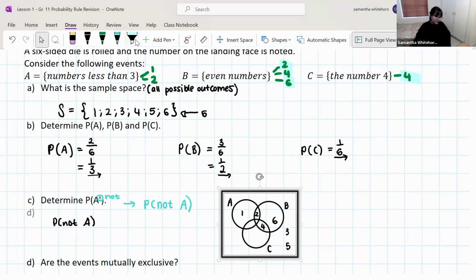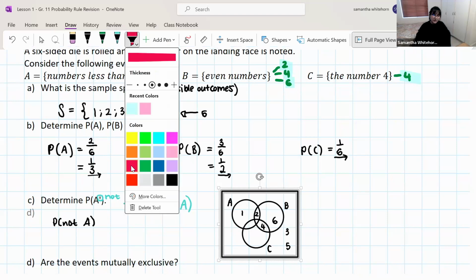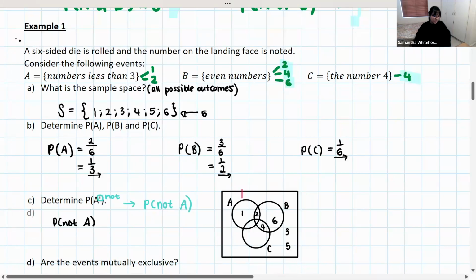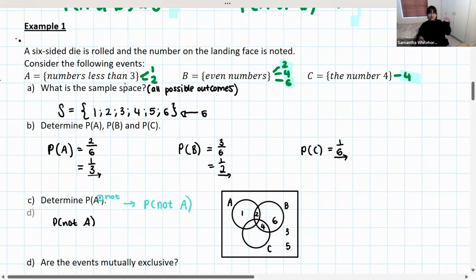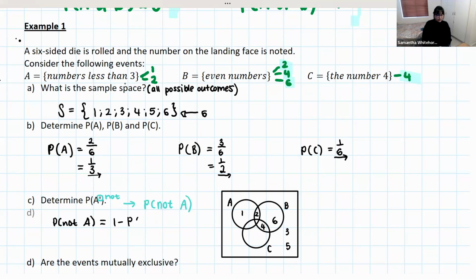So there's a couple different ways you can do this. I find a Venn diagram a lot easier to work with. You could just ignore everything that's in A and you can work out your probability from there. You can also use the formula, and Layla suggested that as well, which says the probability of not A is 1 minus the probability of A.